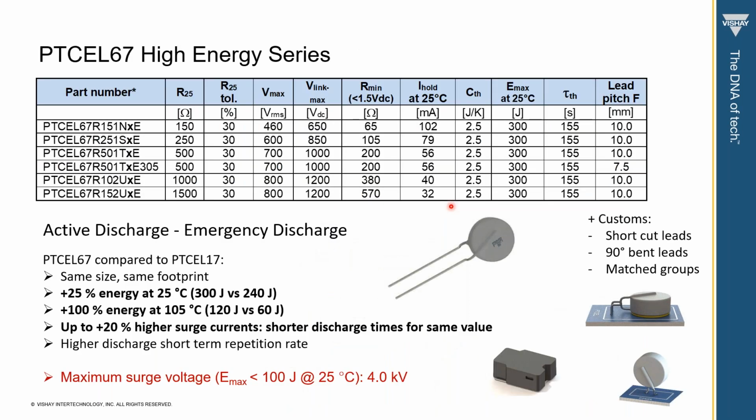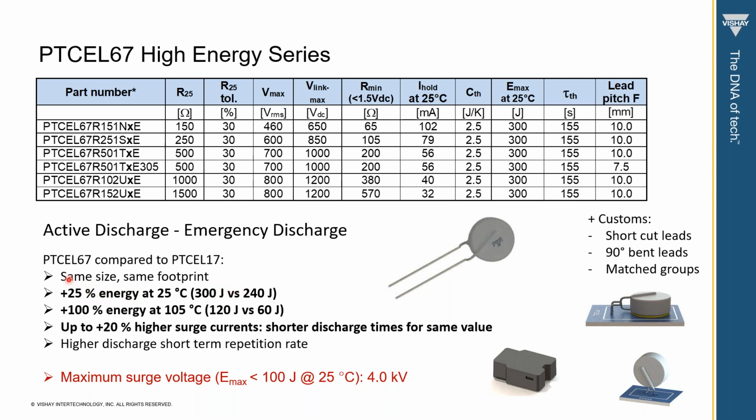For some customers, if they want to use it for high energy, we do offer the PTCEL 67 high energy series. What is the advantage compared to the previous PTCEL 17 series? These two series have the same size and same footprint, so customers have no need to change their PCBA design.